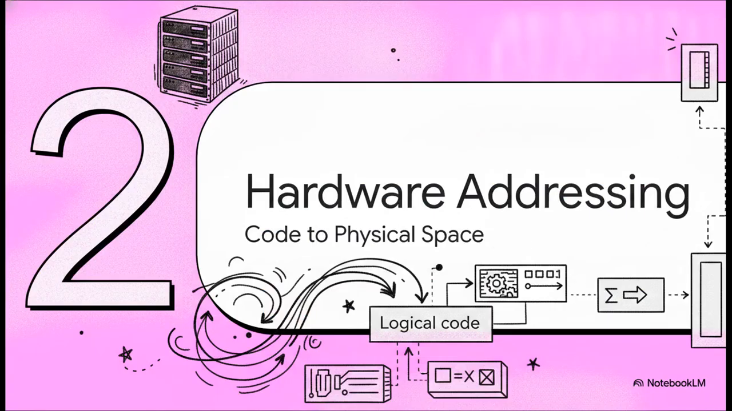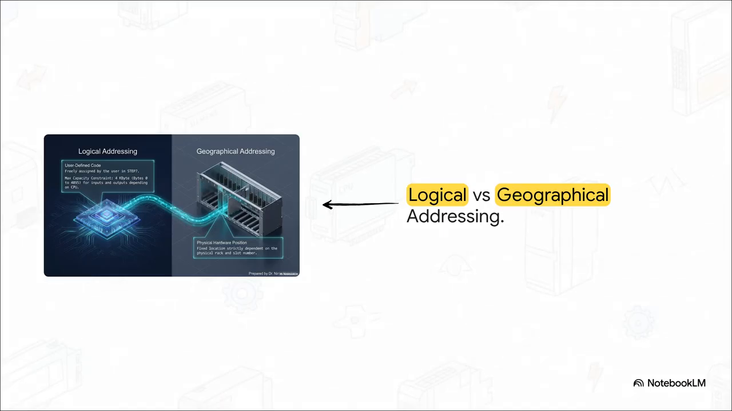Section 2, Hardware Addressing Rules, Mapping Code to Physical Geography. Now, this illustrates a really crucial distinction we have to make in the S7 ecosystem, and that's logical versus geographical addressing. On the left, you've got logical addressing. That's your user-defined code freely assigned in your software. But look closely, there is a strict ceiling. We're talking a rigid 4 kilobyte capacity constraint for inputs and outputs depending on your CPU.